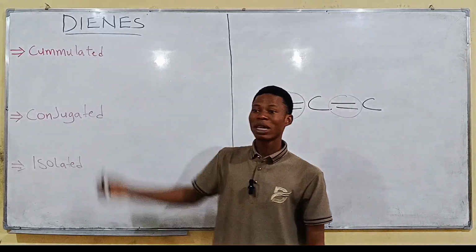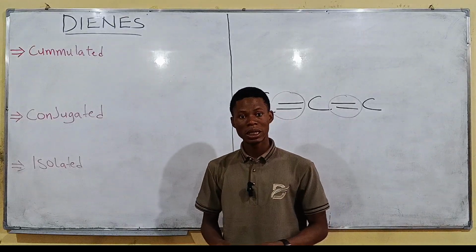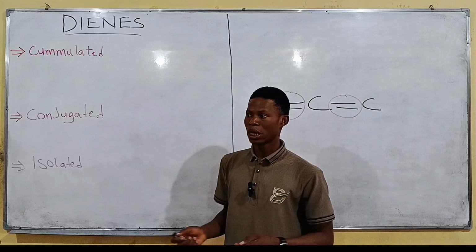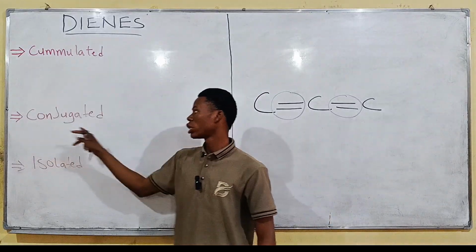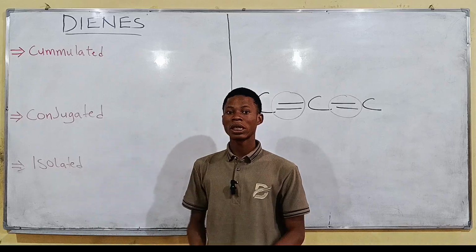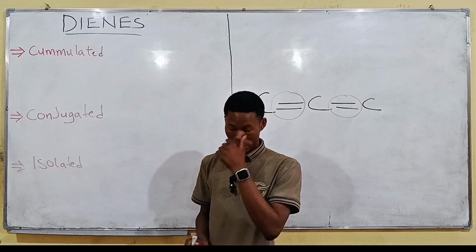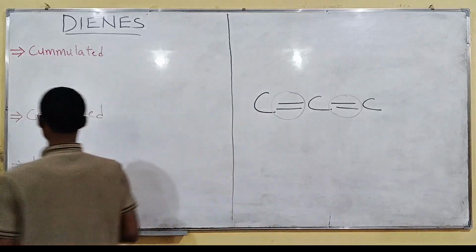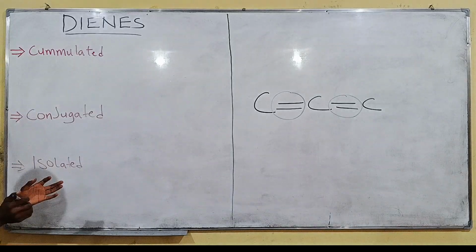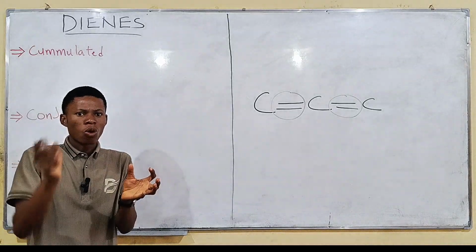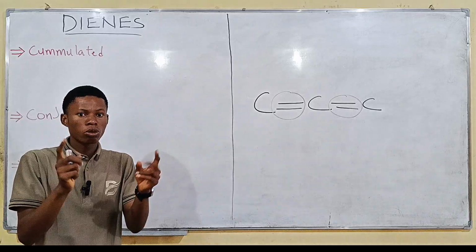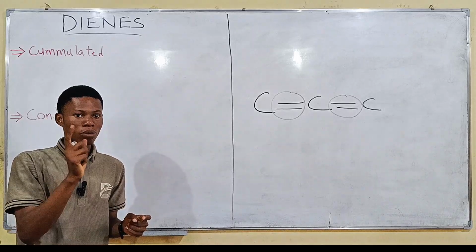Now, we have three main classes of dienes, and the three main classes of dienes are cumulated dienes, conjugated dienes, and isolated dienes. All right, let's look at the cumulated dienes. In cumulated dienes, the double bonds are located on the same carbon. The two double bonds are located on the same carbon.